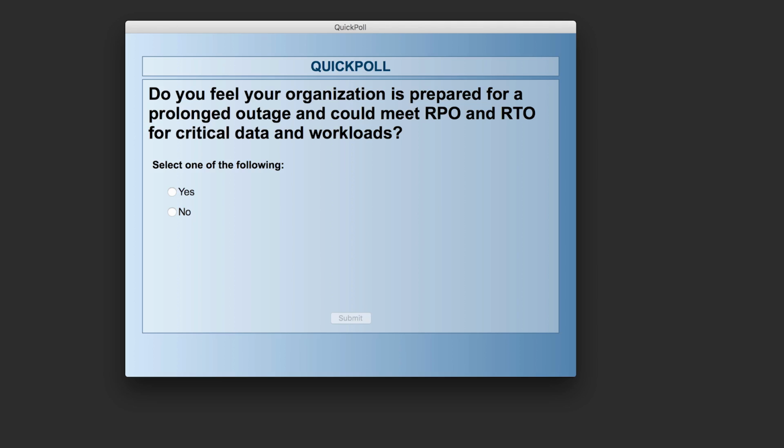Yeah, so the question's there on the screen. A little reworded, but it says, do you feel your organization is prepared for a prolonged outage and could meet RPO and RTO for critical data and workloads? So the first question was, do you have a plan and is it up to date? And now this question is, could you survive a prolonged outage and actually meet the recovery point objective and the recovery time objectives to get those critical workloads up and running fast?